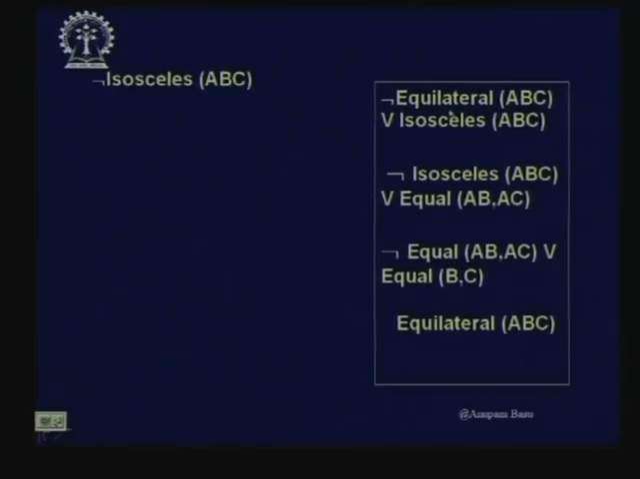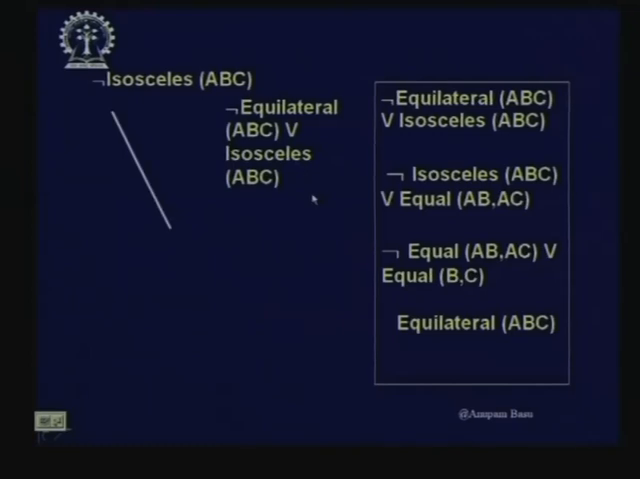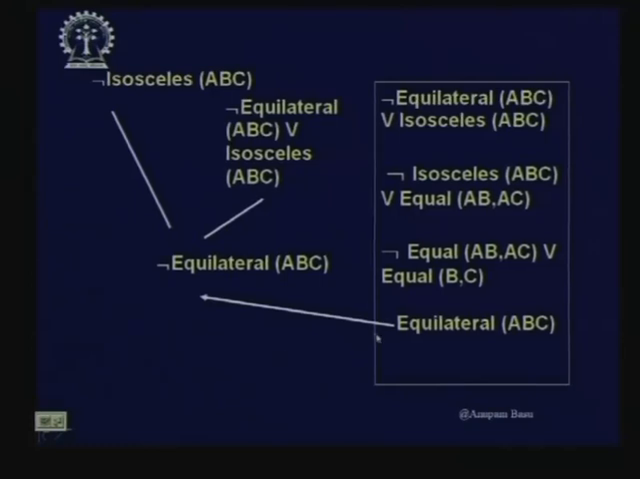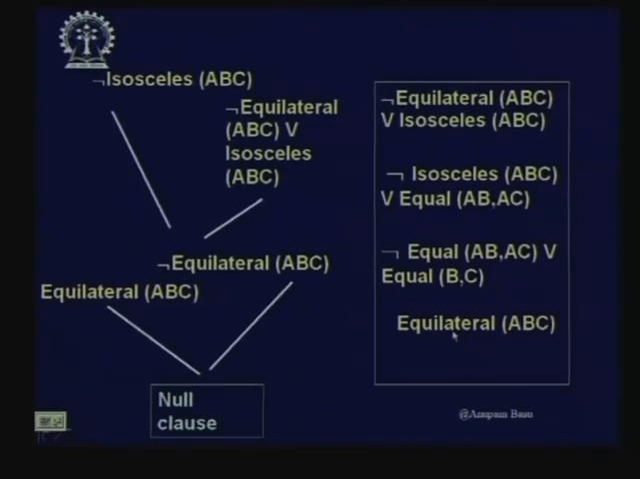We start with that, and which one should we select? Obviously, this one, because this one has got the negation of this. Here isosceles ABC is there. So, I select this, and as I resolve these two, what do I get? These two again resolve out, I get not equilateral ABC. And when I resolve not equilateral ABC with this one, equilateral ABC, what do I get? I get a null clause. That means the point from where I started is disproved.